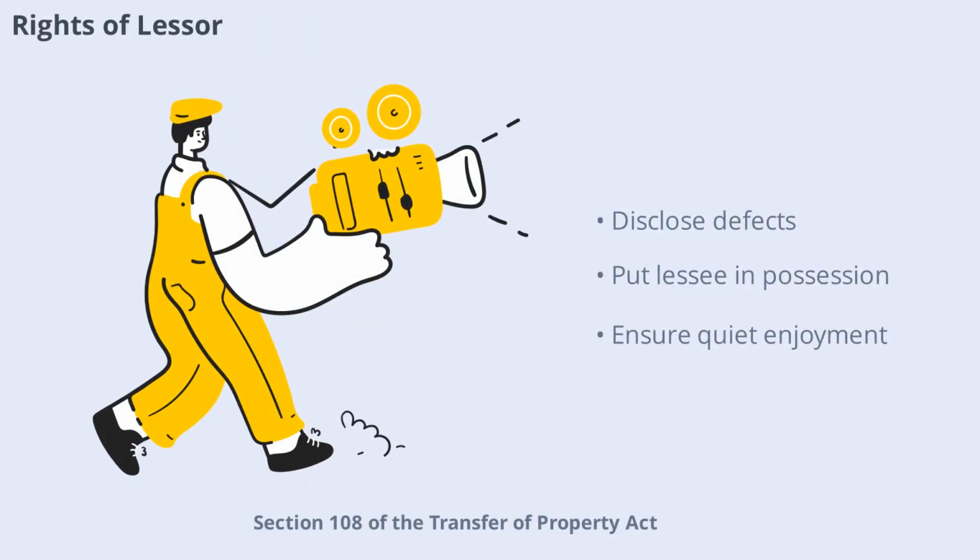Section 108 of the Transfer of Property Act outlines the rights and liabilities of the lessor. The lessor must disclose any material or latent defects in the property, put the lessee in possession, and ensure quiet enjoyment of the property if the lessee pays rent.